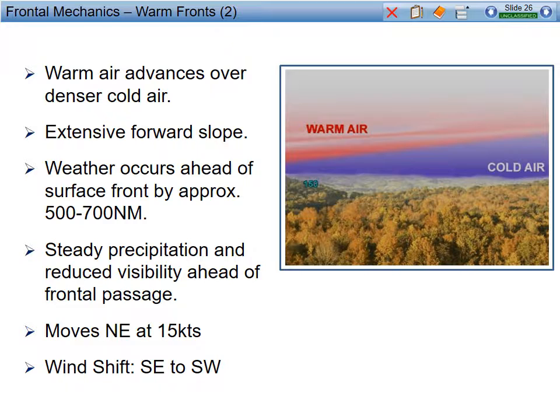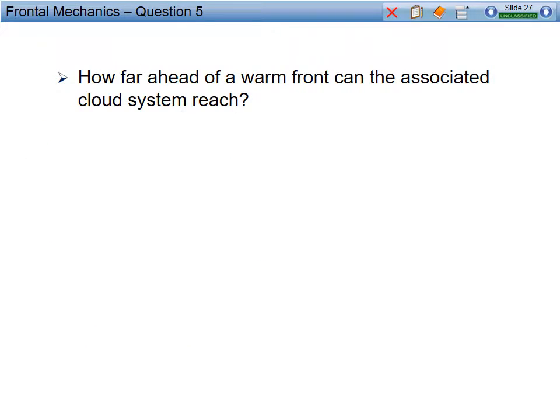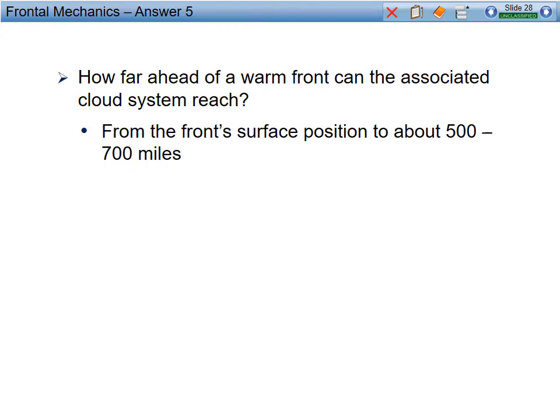With these fronts, we will typically see steady precipitation and reduced visibility ahead of the frontal passage, and they will move northeast at 15 knots. And since the wind is parallel out in front, the winds will be coming from initially the southeast and then shift 90 degrees clockwise to the southwest behind the front. Again, out in front of the frontal system of a warm front, it can reach 500 to 700 miles ahead of the surface position of the front.